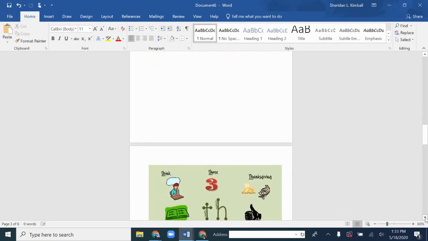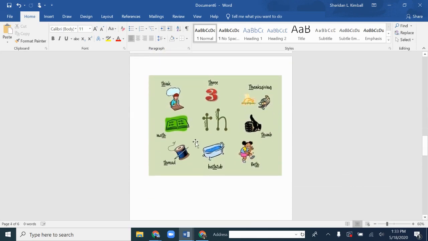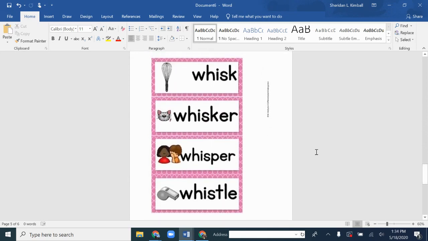Let's go to the next digraph, TH. Here are some that you could use. Math, thumb, bathtub, thread. Good, let's go to the next one. These are WH, whisk, whisker, whisper, whistle. Excellent job, friends.